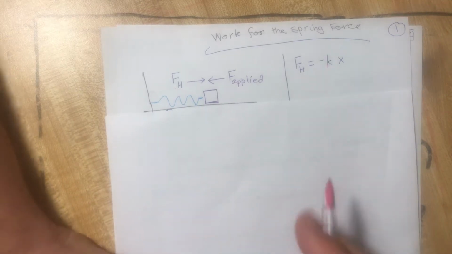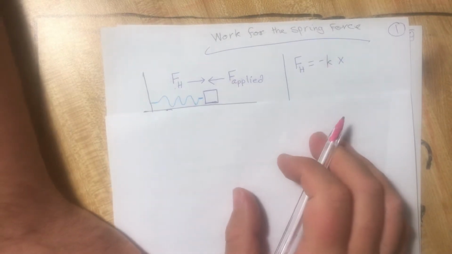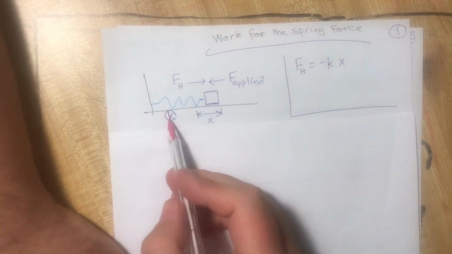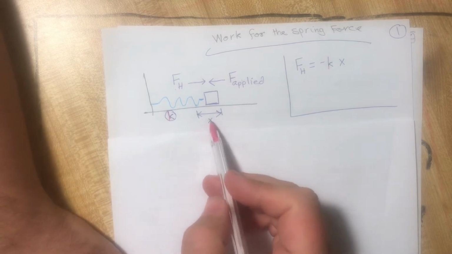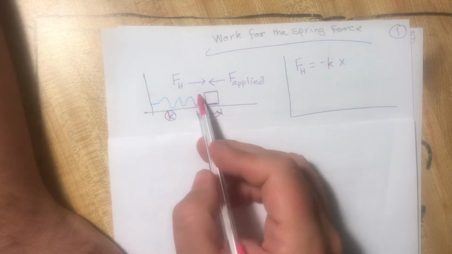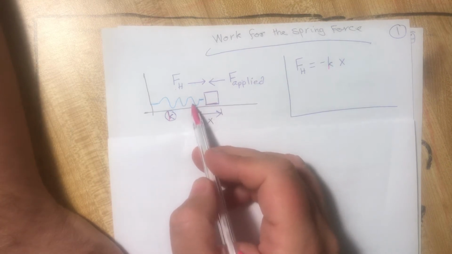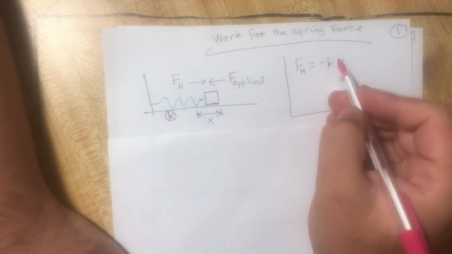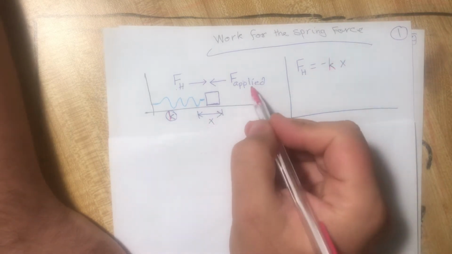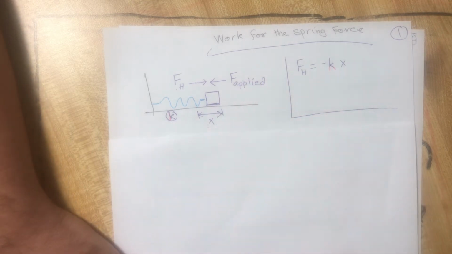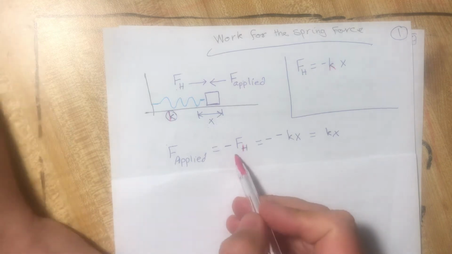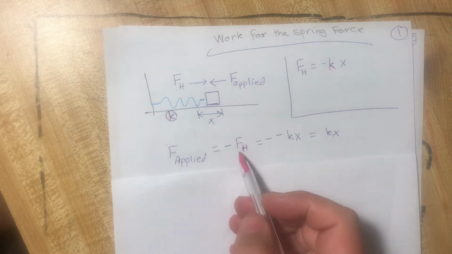Okay, now we'll talk about the work done by a spring force. If we have a spring with spring constant K and the compression displacement is X, we have Hooke's force, which is the restoring force done by the spring, which is negative K multiplied by X. If we need to apply a force, this force will be in the opposite direction to the restoring force, which is Hooke's force.